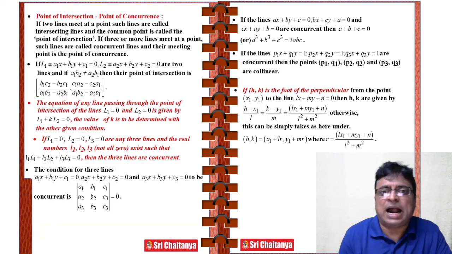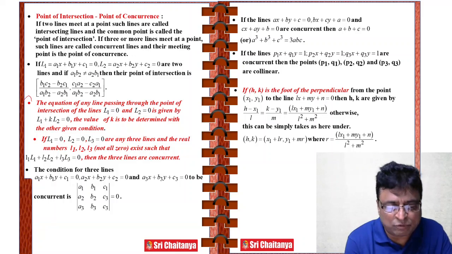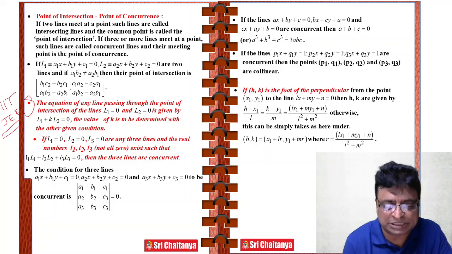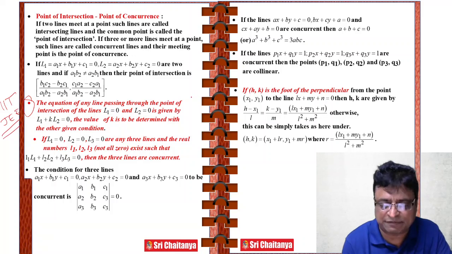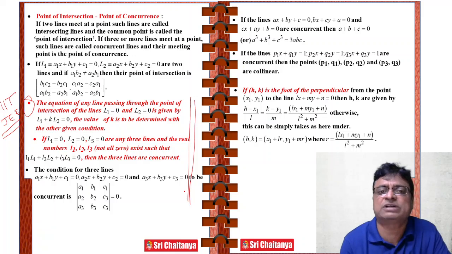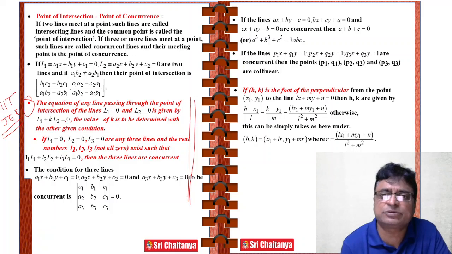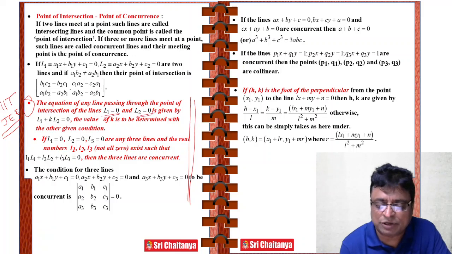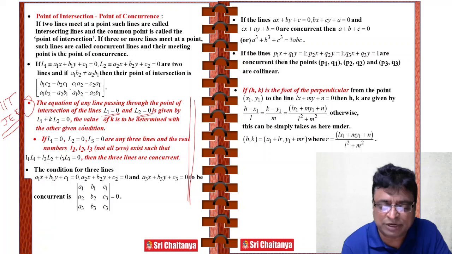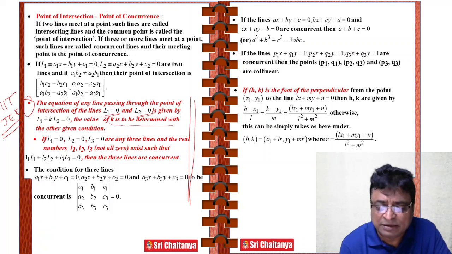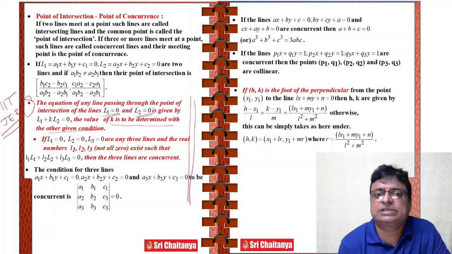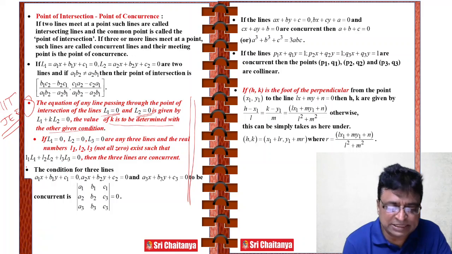Okay, and my friends, this is the most useful, important formula and result for IIT JEE and competitive examinations. These three results are very, very important. What's that? The equation of any line passing through the point of intersection of the lines L1 equal to 0 and L2 equal to 0 is given by L1 plus k L2 equal to 0, where k is determined with other given conditions.